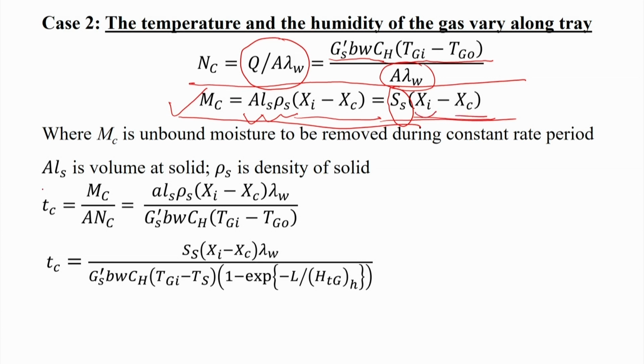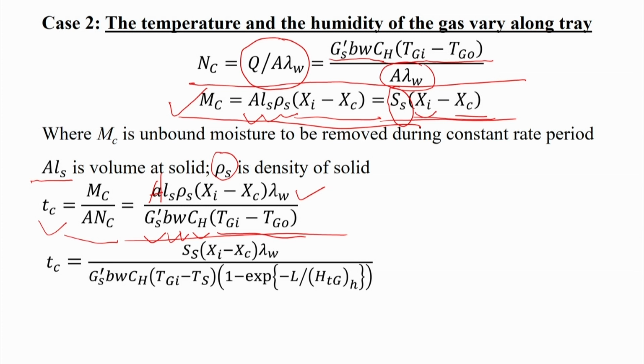Now, A into Ls: this A is the top area and Ls is the height of the wet bed. So, A into Ls is the volume of the solid, and we assume that the density of the solid is rho S. So, we can say Tc is equal to Mc by A into Nc, which is nothing but A into Ls into rho S into (Xi minus Xc) into lambda W by Gs prime into B into W into Ch into (TGI minus TG out).